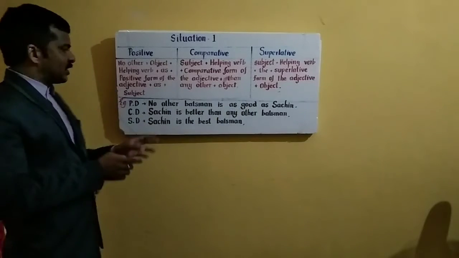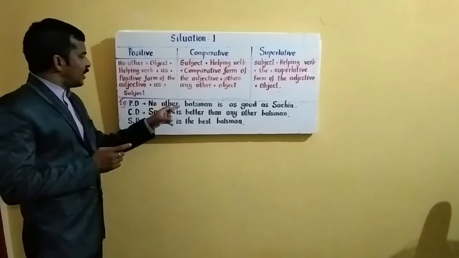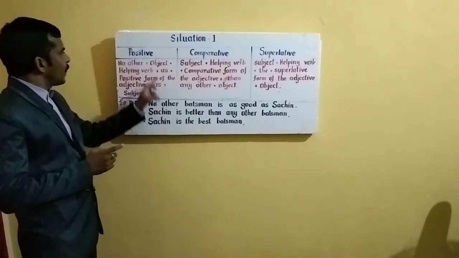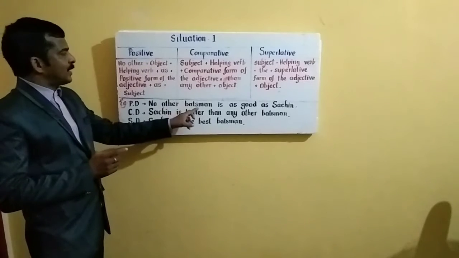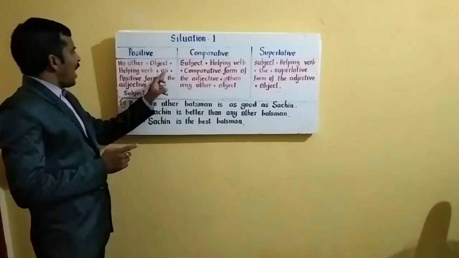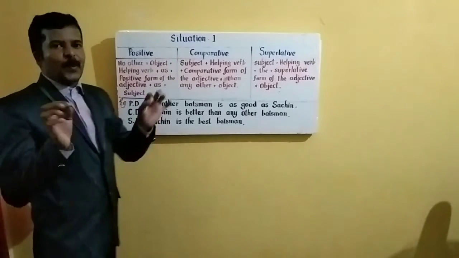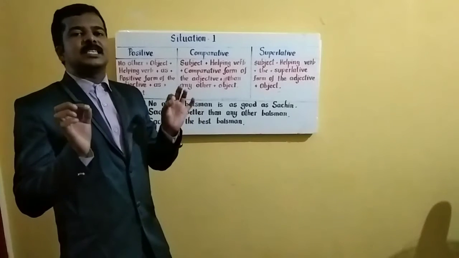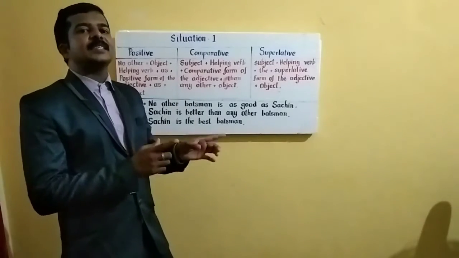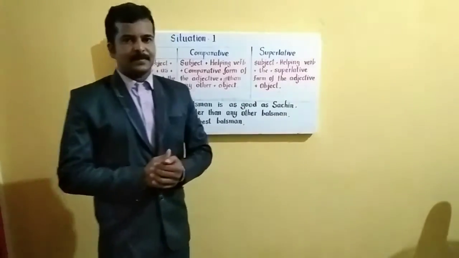You compare the structure. Since this sentence is expressed in situation 1, it's a positive degree that starts from "no other," followed by object, batsman, then helping verb, is, then "as" plus positive form of the adjective plus "as." The positive form of the adjective has to be mentioned in between "as" and "as." So, as good as, finally Sachin.